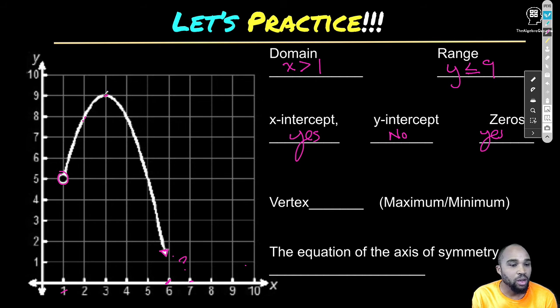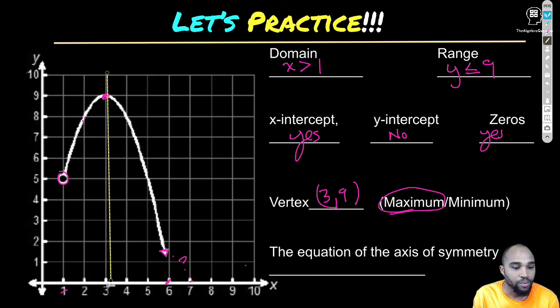Vertex. The highest it's going to go is 3. So that point is going to be at 3, 9, and it's a maximum. I'm sorry, that's called the maximum. What's the equation? The line of symmetry is right here.